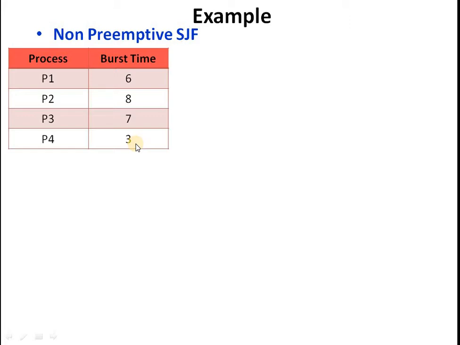According to SJF, we take the ascending order of burst time, meaning the smaller value first, after that and so on. So now we will calculate the Gantt chart.